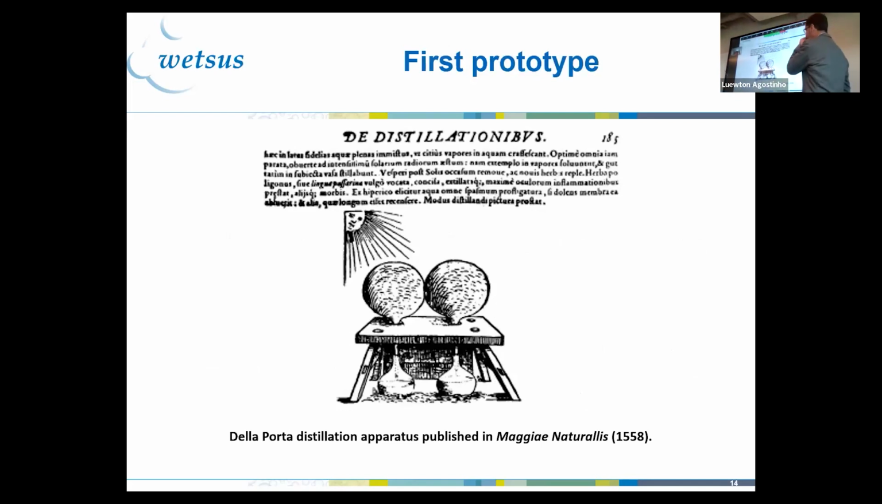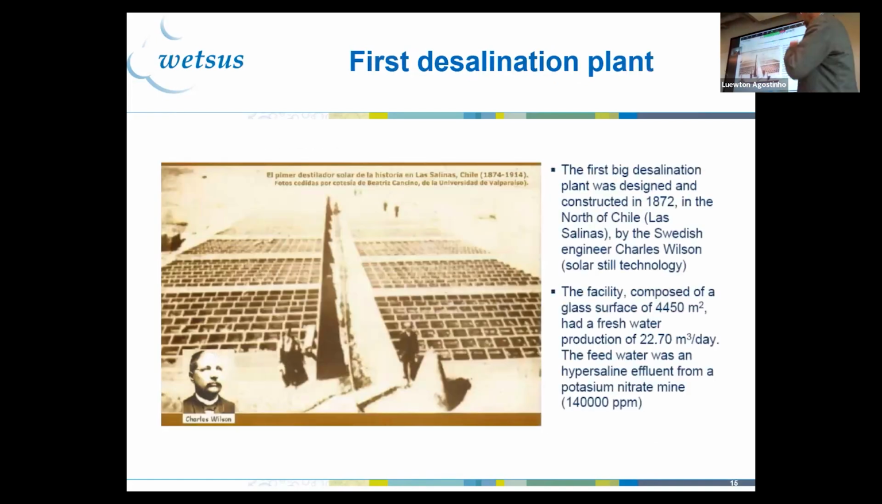If you check in the literature, at least as far as I am informed, I did a long patent and literature review during my PhD. The first patent ever probably published about desalination was done by Della Porta, an Italian scientist, in his manuscript Magia Naturalis in 1558. He actually described a thermal desalination system where he was using solar energy to get the salt out of the sea.